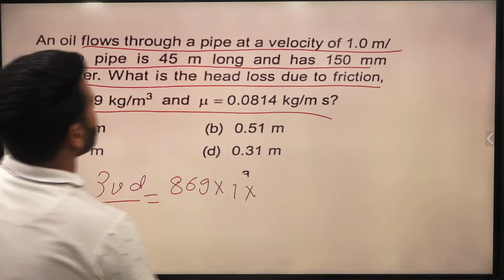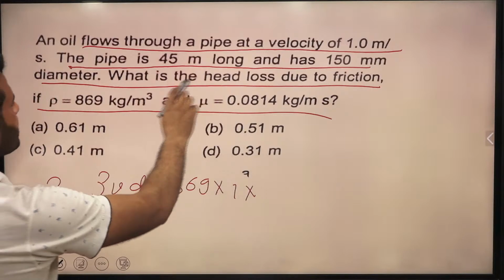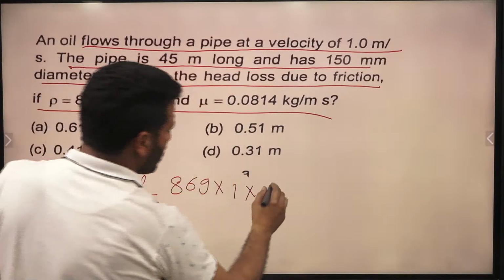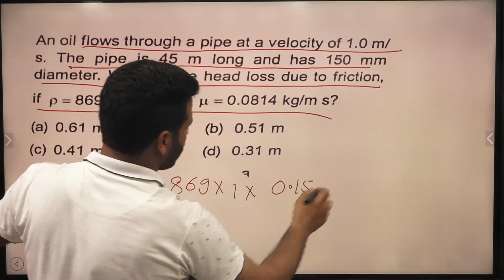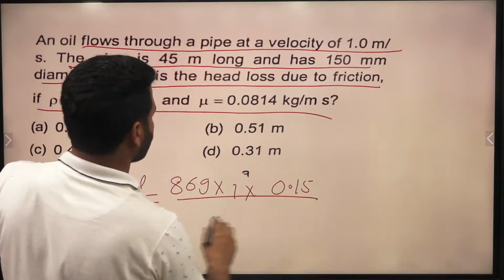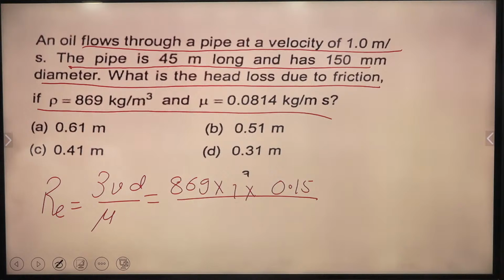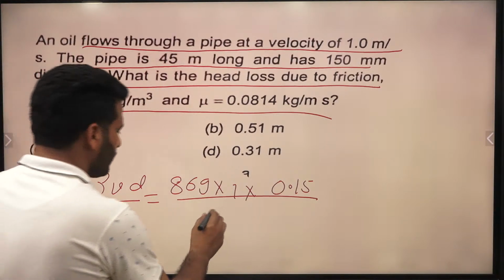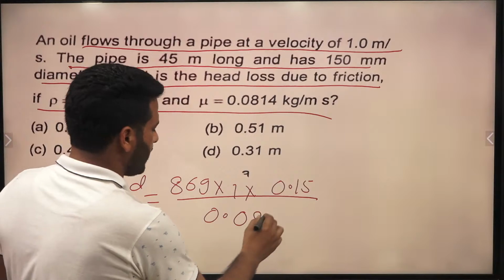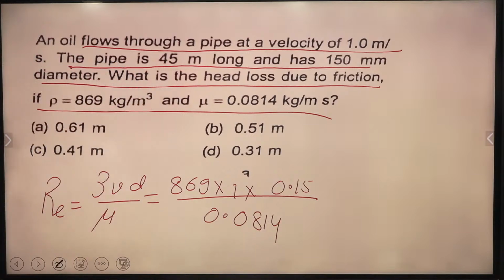Into the diameter of the pipe, which was given in the question: 150 mm, so 0.15 meter, upon the dynamic viscosity in kg per meter second, which is given to us, 0.0814. So let me know what is the Reynolds number. What is the Reynolds number, guys?